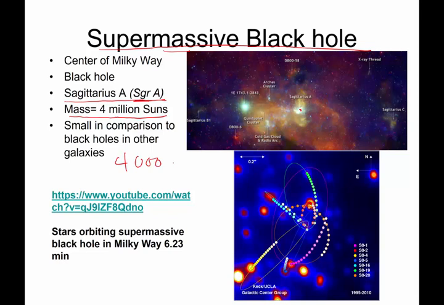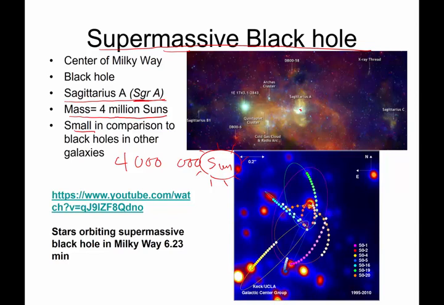4 million suns of our stars. And that, we think, is the mass of that black hole in the center. This happens to be a relatively small supermassive black hole. There are much larger ones out there in much larger galaxies.